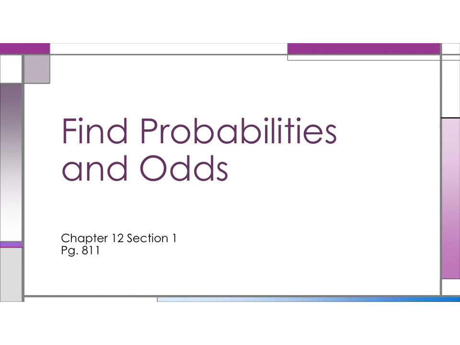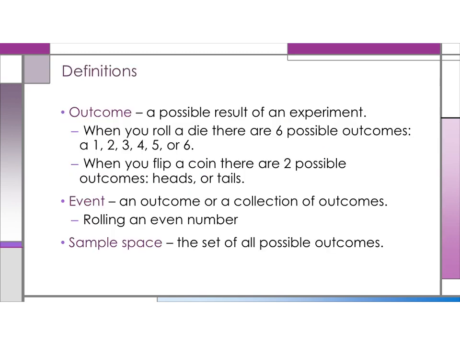In this video, it's going to be for chapter 12, section 1, and we're going to learn how to find probability and odds. So we have a few definitions we need to cover first. The first one is outcome, and an outcome is a possible result of an experiment.